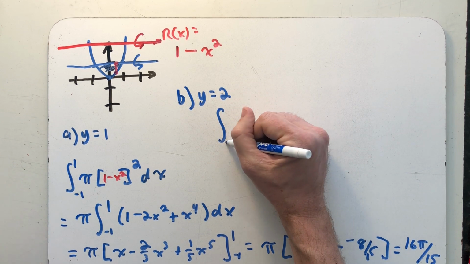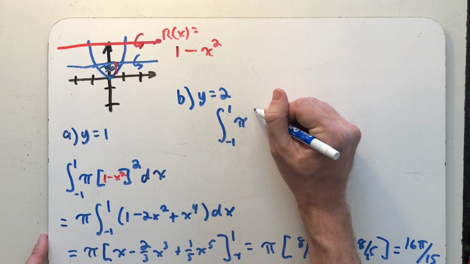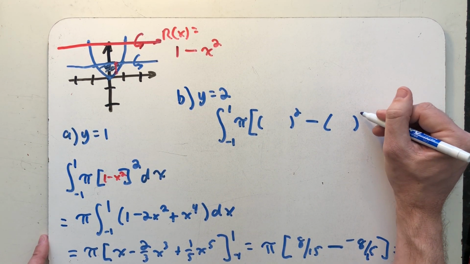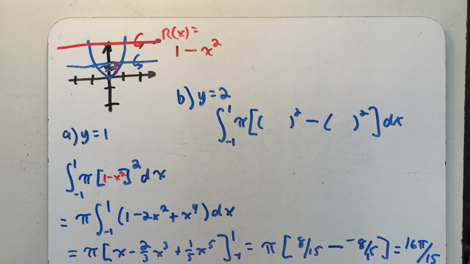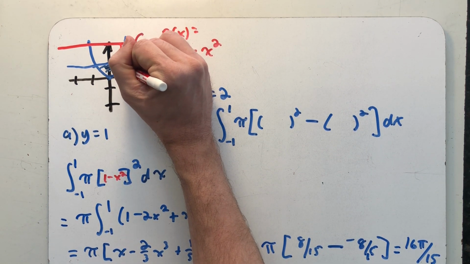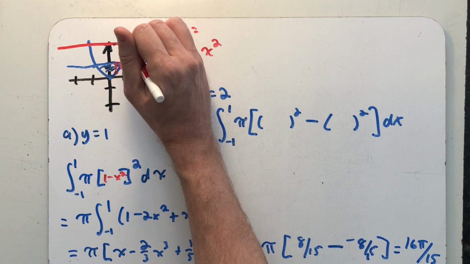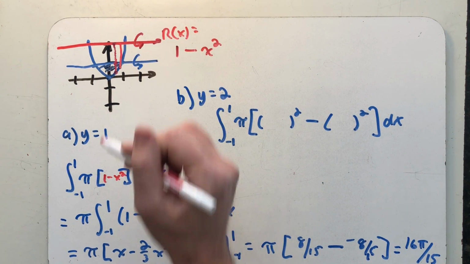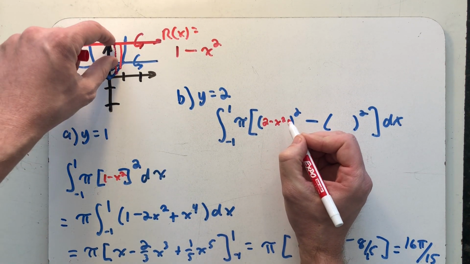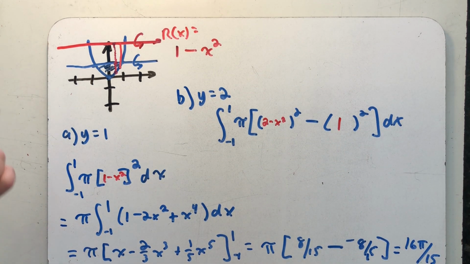So this time, still integrating from minus 1 to 1, but I'll have pi times a big radius squared minus a little radius squared. When looking at our diagram, my big radius goes from this line to the parabola, and the little radius goes from the axis of revolution to the line y equals 1. And so let's see, that would be 2 minus x squared. And then that distance is just 1 unit. There's literally one unit between the lines at y equals 2 and y equals 1. And of course, 2 minus 1 is 1. So any number of different ways of thinking about that.